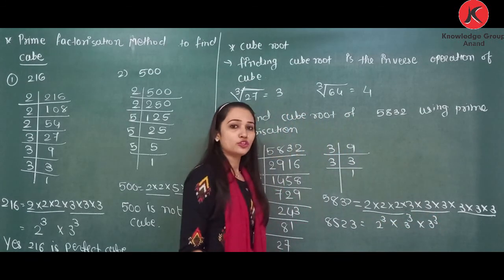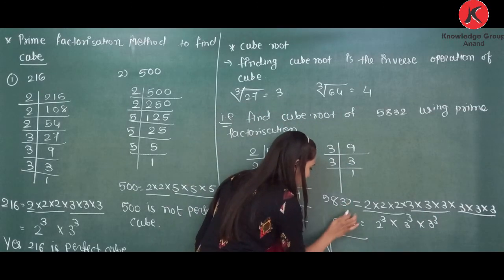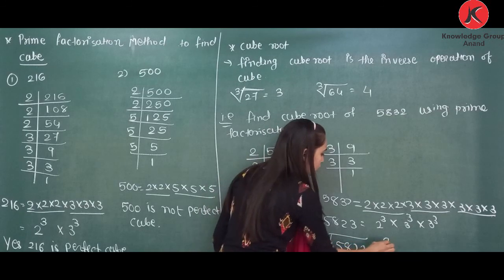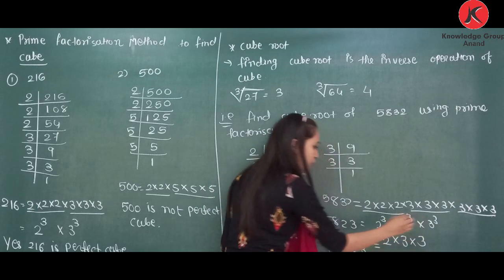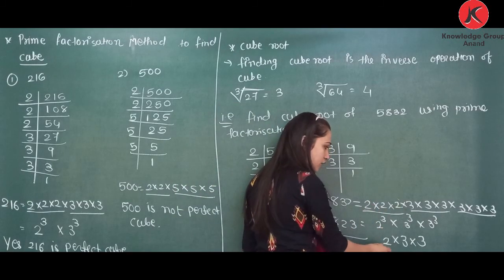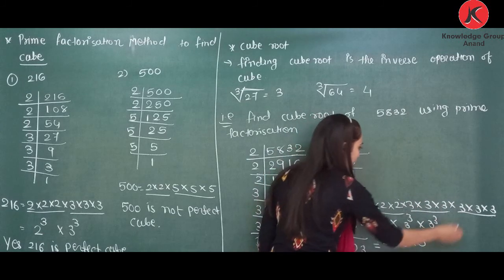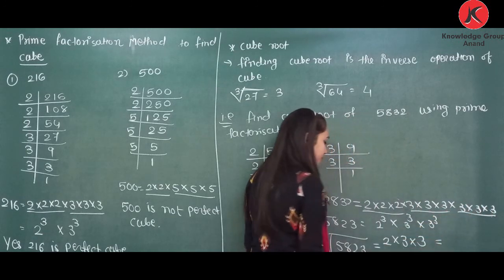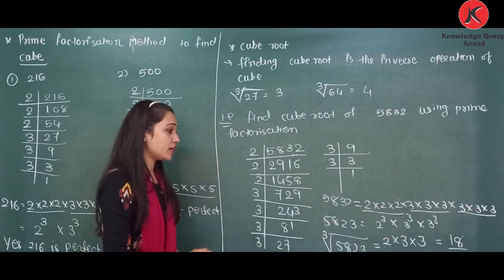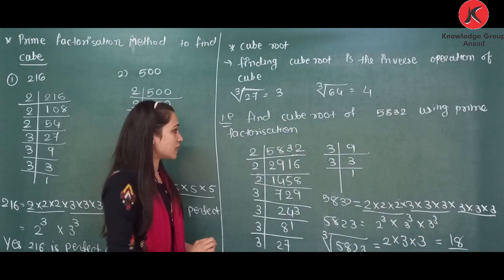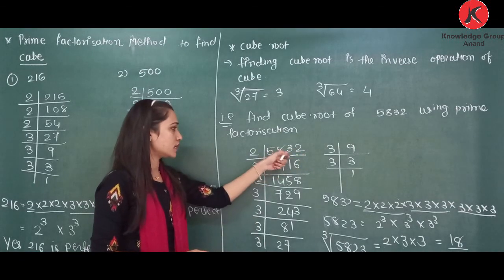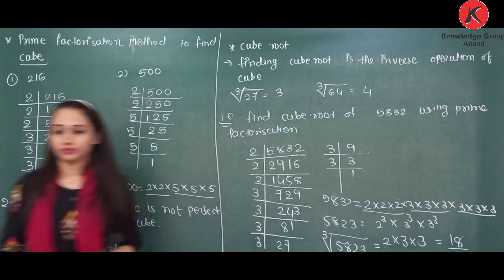So if you want to find the cube root, then the cube root of 5832 is what? 2 multiply 3 multiply 3. From each group of 3, you need to take one number. So from the group of 3 twos, take 2. From the group of 3 threes, take 3. And from this group, take 3. So it is the cube of 18. If you multiply 18 three times, then you get 5832. And the cube root of 5832 is 18.